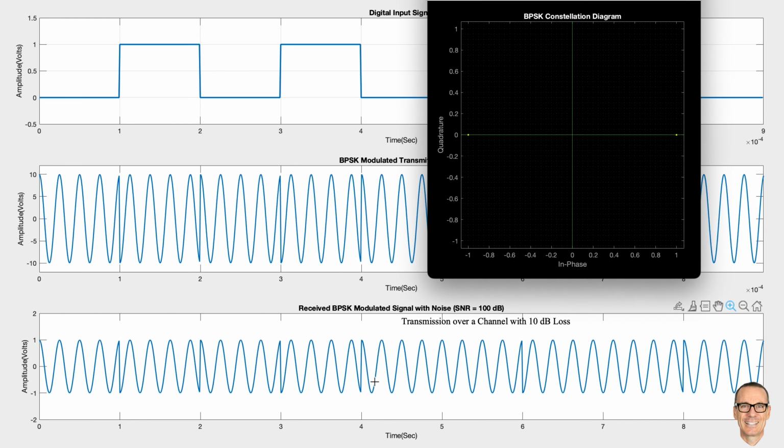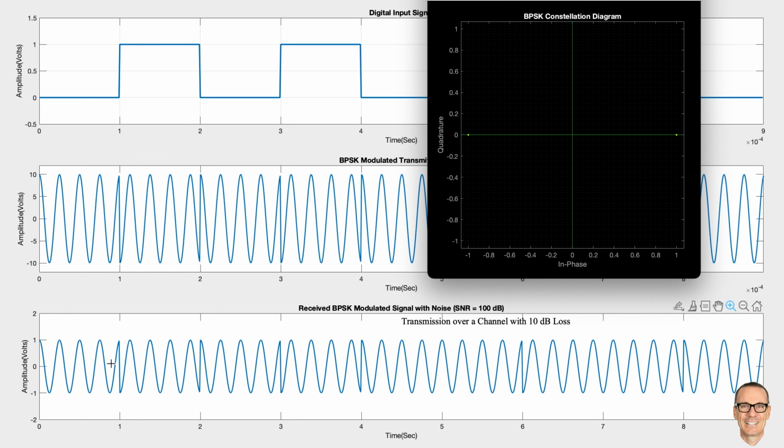Another way of visualizing this transmission is with a constellation diagram. Here we are showing on the x-axis the in-phase component, so that's a cos wave, and on the vertical axis the quadrature component, that's a sine wave. In this waveform, there's no sine wave component, only cos, and you can hopefully just make out this small yellow dot here at 1, which represents a cos wave, and a small yellow dot here at -1, which represents the negative cos wave.